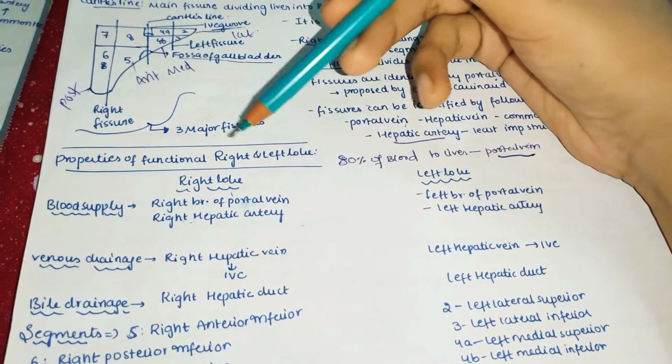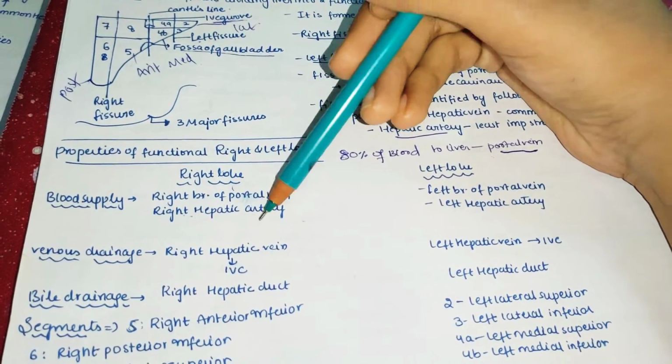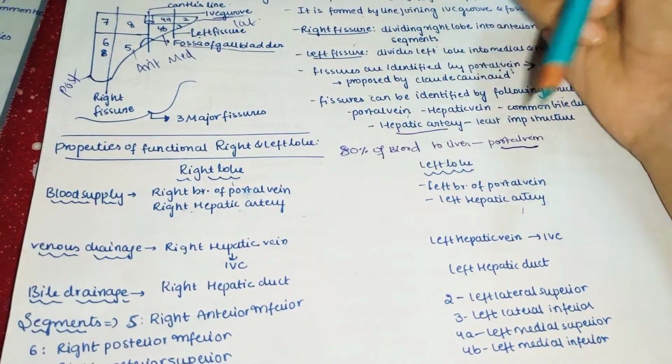Okay, so just put right and left. In the right lobe, portal vein, hepatic artery. Here also portal vein, hepatic artery, but just in the right, in the left, that's it.